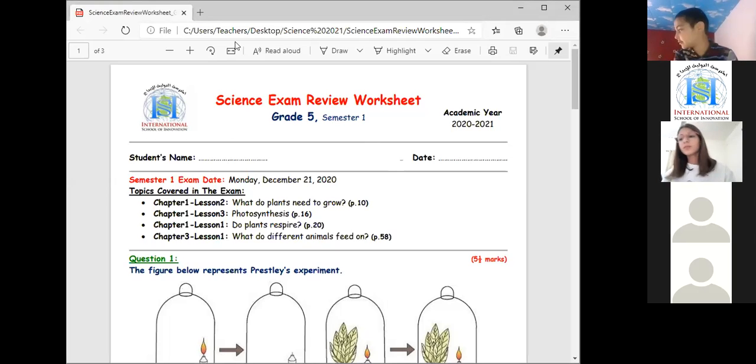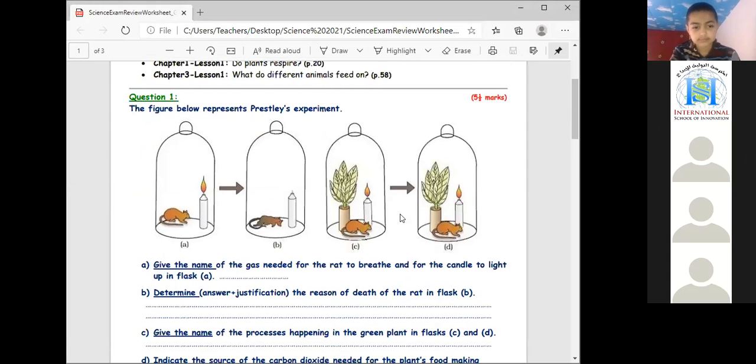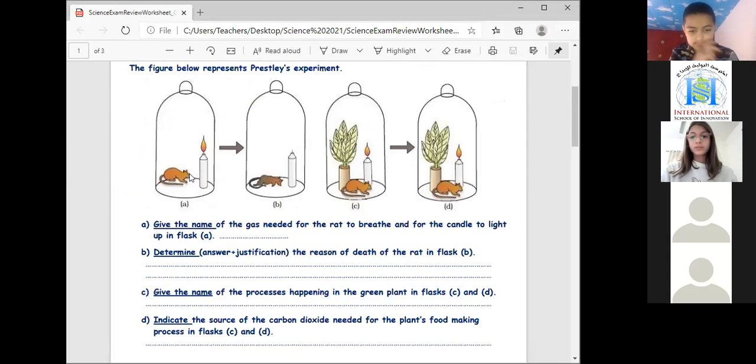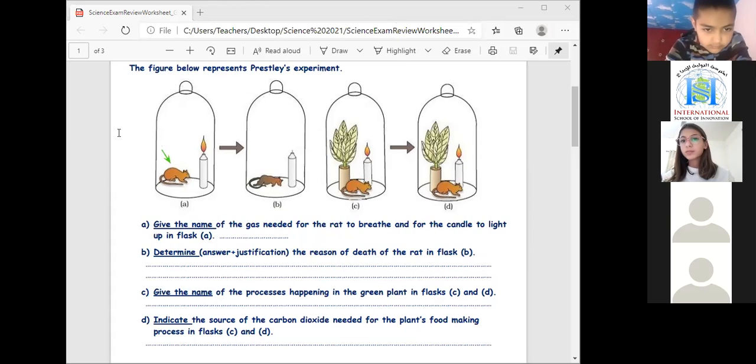Let's start with question number 1. We have 4 different flasks. In the first one, we have the rat and the candle. Which gas does the rat breathe in? Air. Which gas found in the air does the rat need? Oxygen. Good job. So the rat needs oxygen to live.